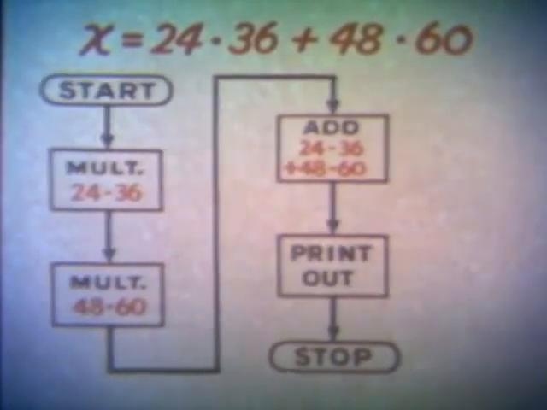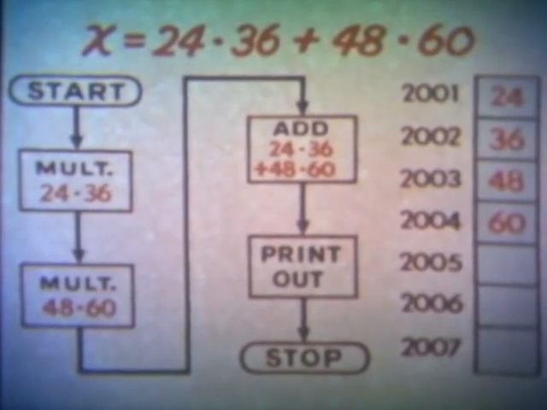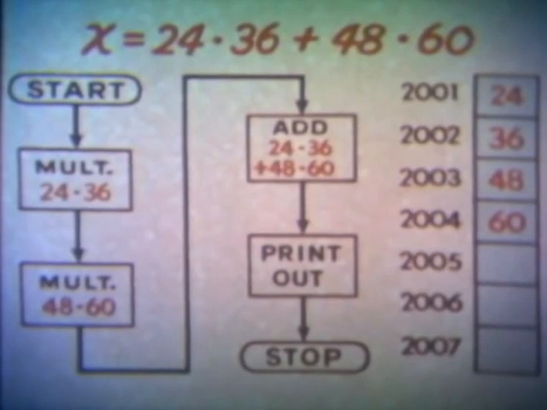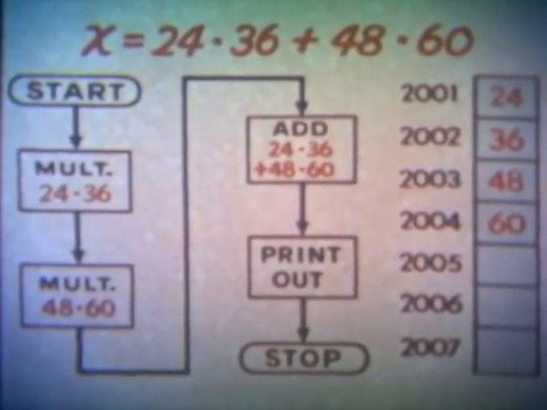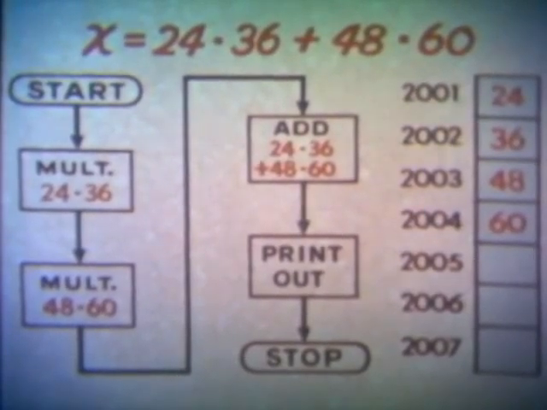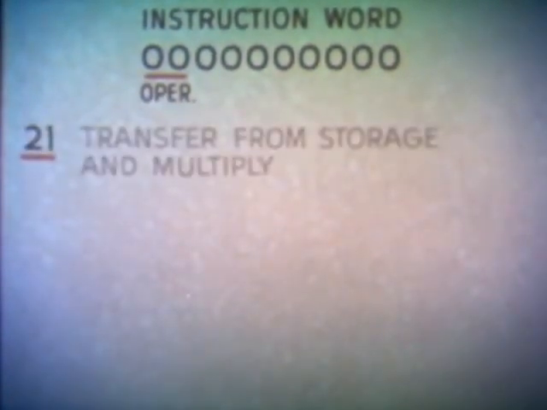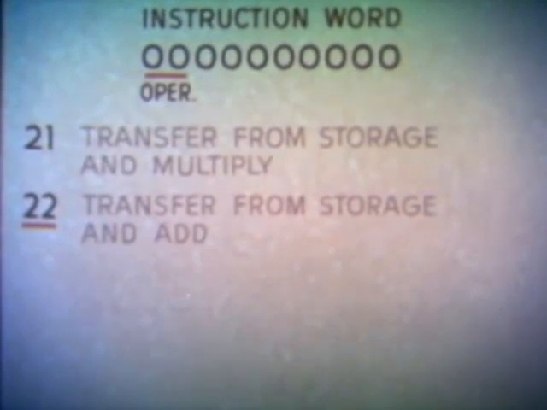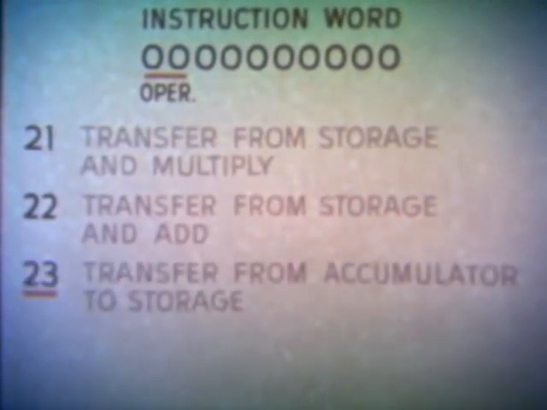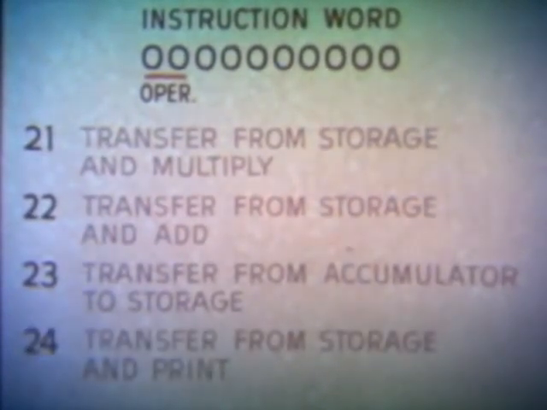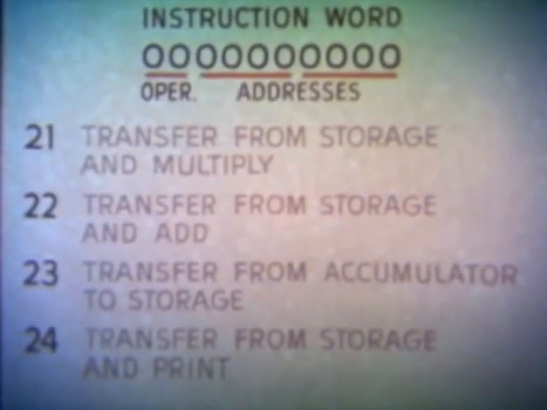You begin coding by deciding where you will store the data, let's say in these addresses in the computer storage unit. In addition, you will need to include data transfer operations and to express these instructions in computer language, numerical words. Each instruction word is a group of digits, say 10 in this case. You use the first two to specify the types of operation by code numbers such as 21 for transfer from storage and multiply, 22 for transfer from storage and add, 23 for transfer from accumulator to storage, and 24 for transfer from storage and print. The next four digits and the final four will represent storage addresses of data.